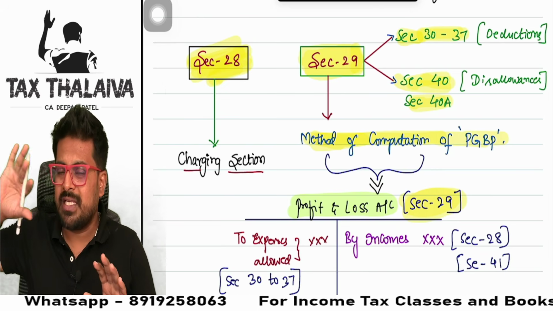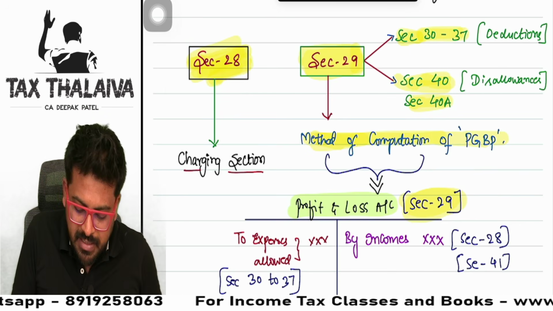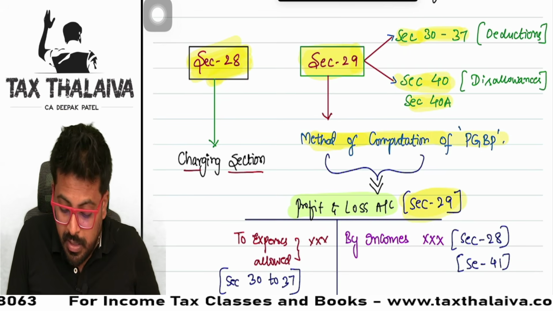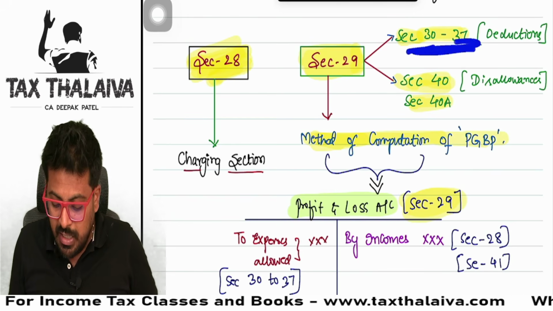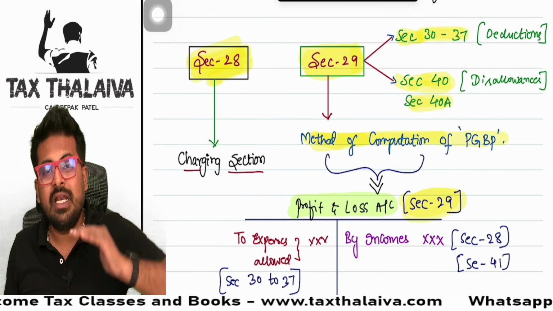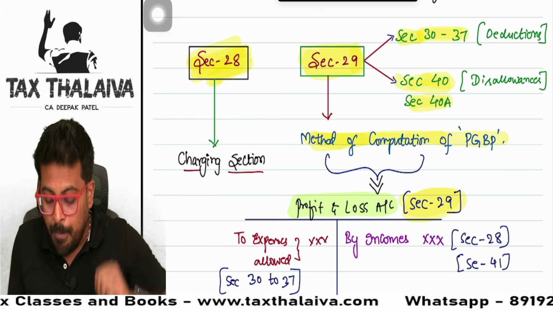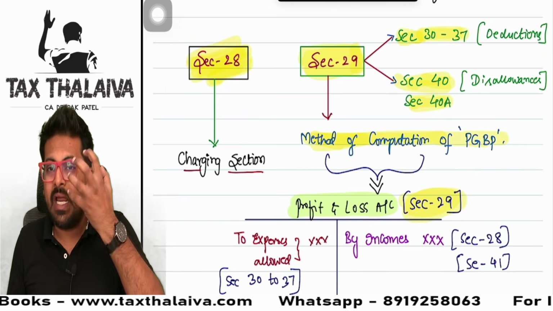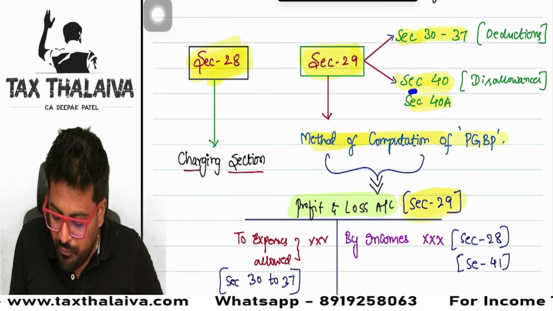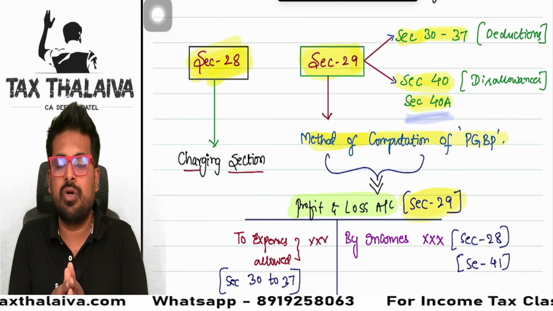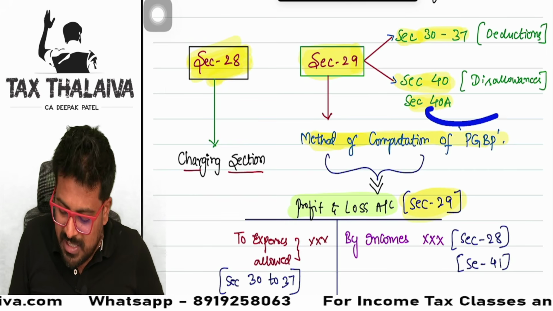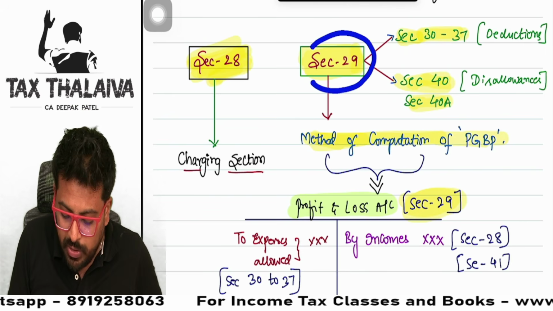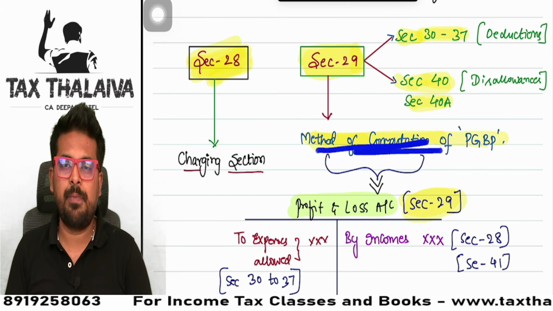I told you there are two things, income and expenditure. Income is dealt with under section 28 and 41. But right from section 30 till section 40A, it will be discussing the expenditures. Section 30 to 37 discusses the deductions which we can claim against the income, and section 40 and 40A will discuss the disallowances, meaning these are the expenses which we cannot claim against the income. But in section 29, the method of computation of PGBP is given.